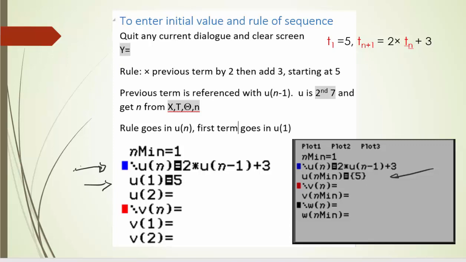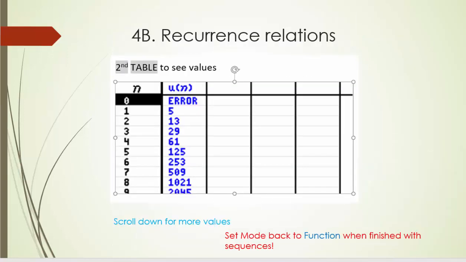So once you've got that into the calculator, you can then see all the numbers in that sequence by second function table. N is the first column, and u of n is in the second column. So the first term was 5, the second term was 13, the third term was 29, and if you scroll down, you can find the 24th term without any difficulty. Don't worry about why the 0 term is producing an error, apart from the fact that it's doing that because you said n was 1. N being 0 might not make much sense, but in fact it does, as you will see later in the course on number sequences.